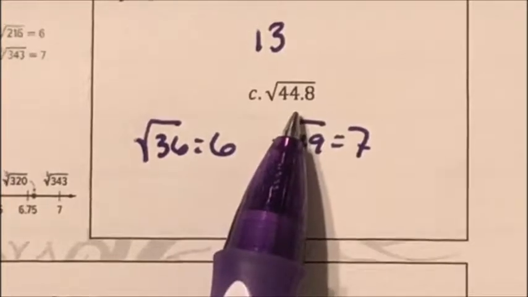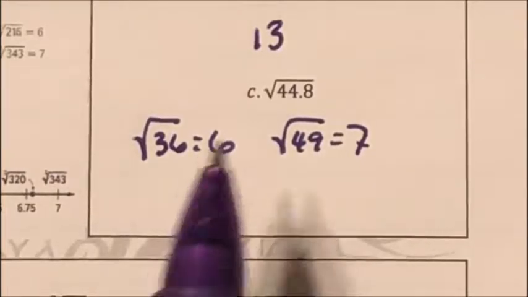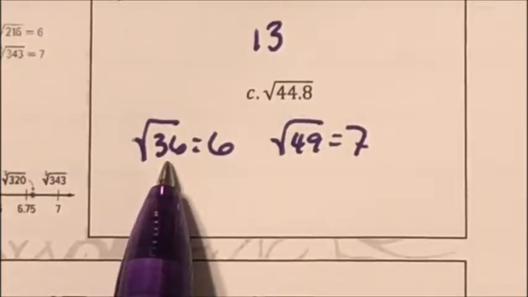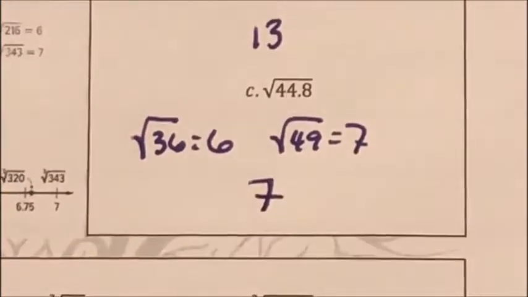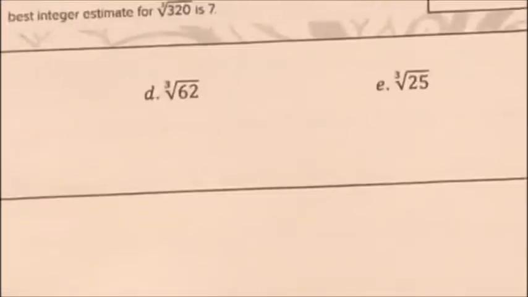49 minus 44.8 gives me 4.2. And 44.8 minus 36 gives me 8.8, so it's closer to 7. Okay. Then I have D, E, and F.